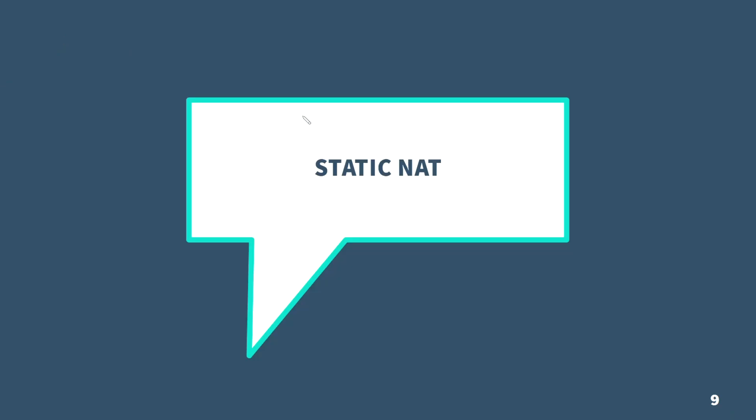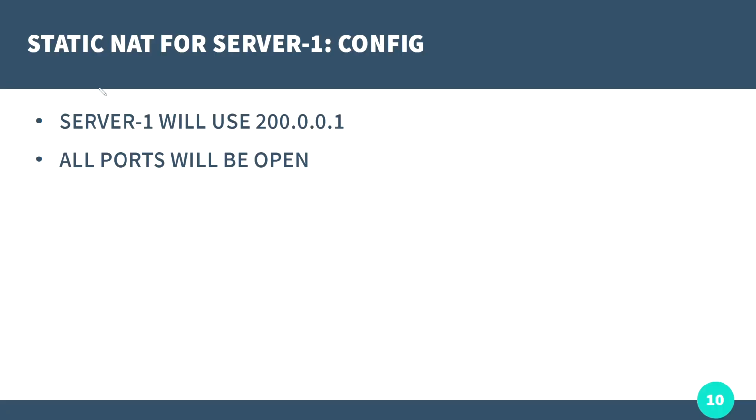Well, let's see. First, I want to see static NAT. In this case, the server 1 will use this IP address. All ports will be open.